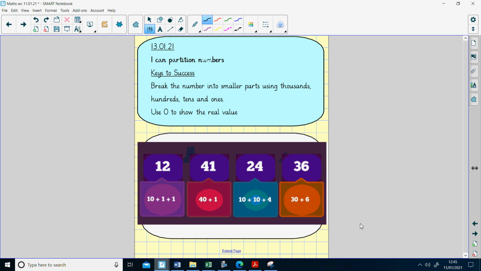Okay, so on the board now you can see the correct answer. So 12 is partitioned into 10, 1 and 1. 40 could be partitioned into 40 and 1. 24 into 10, 10 and 4, and 36 into 30 and 6. Some of those were a bit trickier because it was partitioned in different ways. Let me show you how to do that.